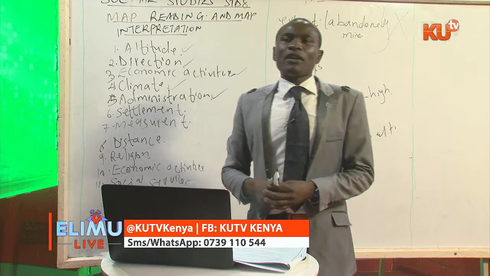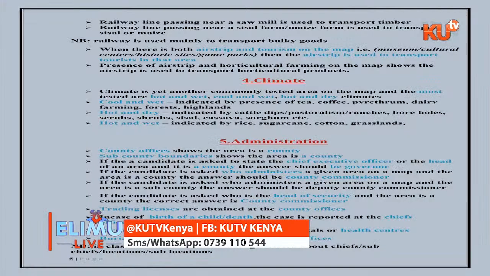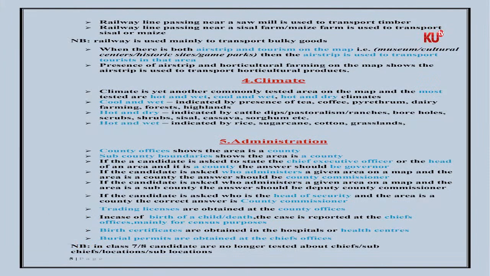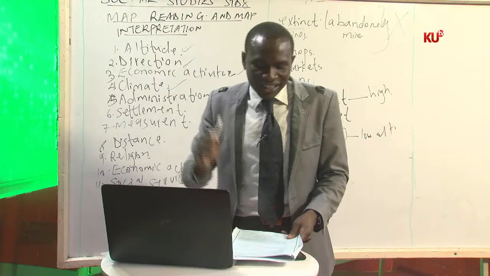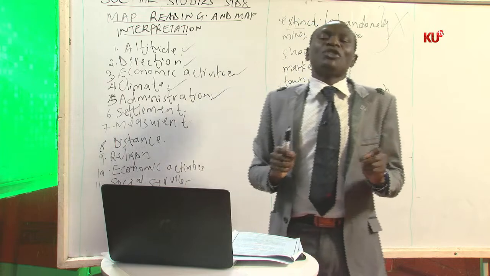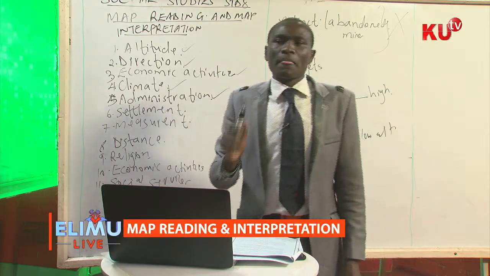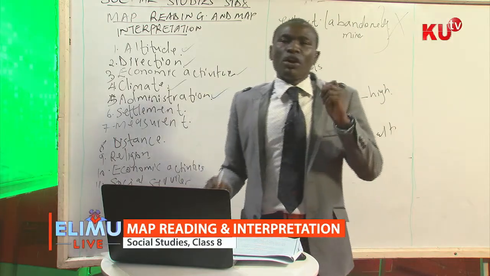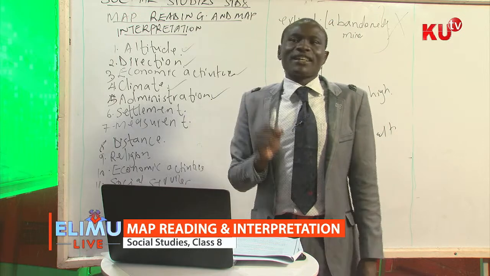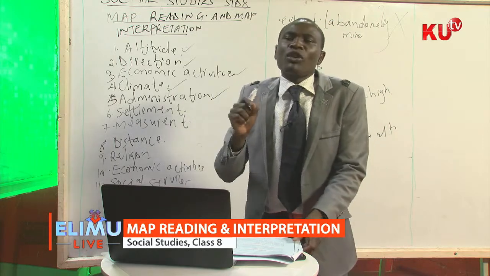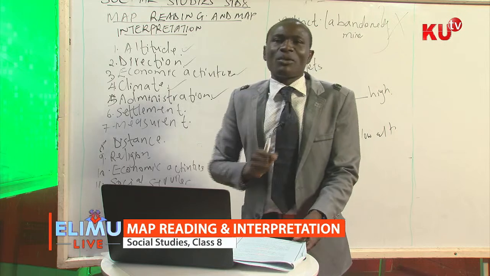And here, some of the questions asked is, one, what or who is the executive or chief executive officer or the head of a given area? Now, if the area is a county, all county offices show that that area is a county. If you see county offices, that is a county. If you see sub-county boundary, that is a county. If you see county commissioner's office, that is a county.